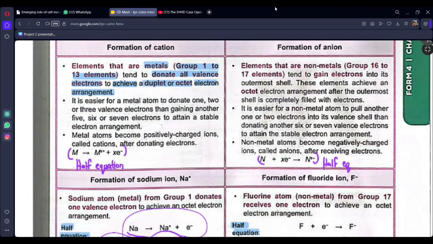I told you what? Group 1 to group 13. Meaning your alkali metal, alkali earth metal, transition elements, and your group 13, your aluminium, they all donate their valence electrons to achieve duplet or octet arrangement. Duplet only got one fellow can do this, which is lithium. Because lithium is the only metal which is 2, 1. Every other metal is way more.